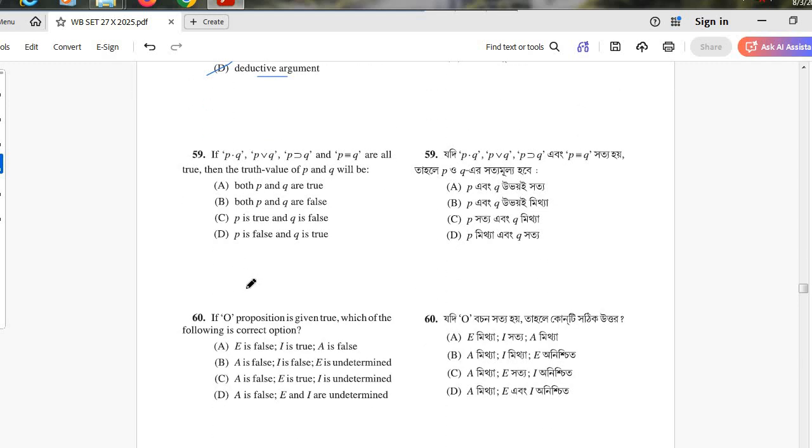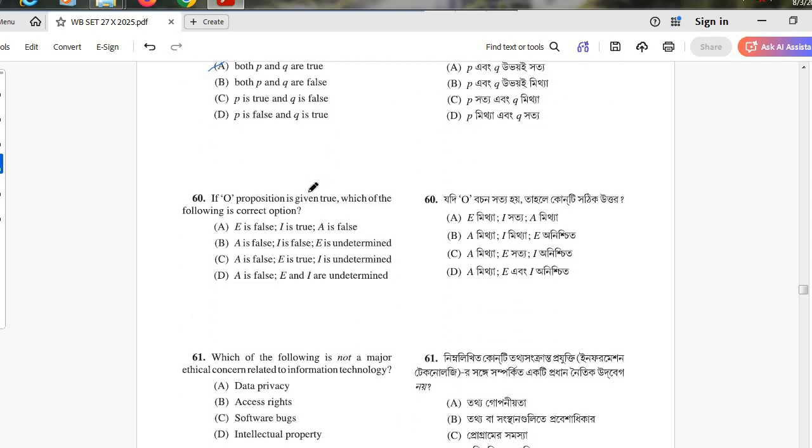Question 59. If P dot Q, P vel Q, P horseshoe Q and P triple bar Q are all true, then the truth value of P and Q will be: A. Both P and Q are true. B. Both P and Q are false. C. P is true and Q is false. And option D, P is false and Q is true. And the correct answer is option A. Both P and Q are true. Question 60.